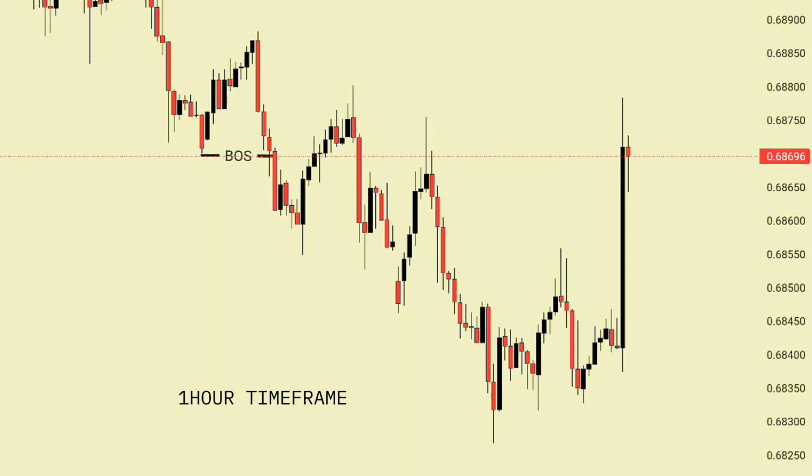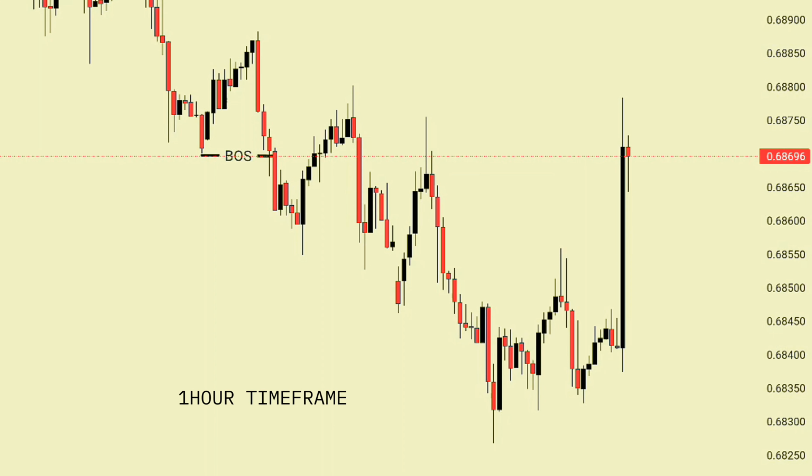This moment is extremely important because it confirms that the temporary retracement is over and the dominant sellers have stepped back into the market. Whenever we see the first break of structure in a downtrend, it tells us that the market is ready to continue lower. This gives us our initial directional bias. We are now focused only on selling opportunities. No buying, only selling.